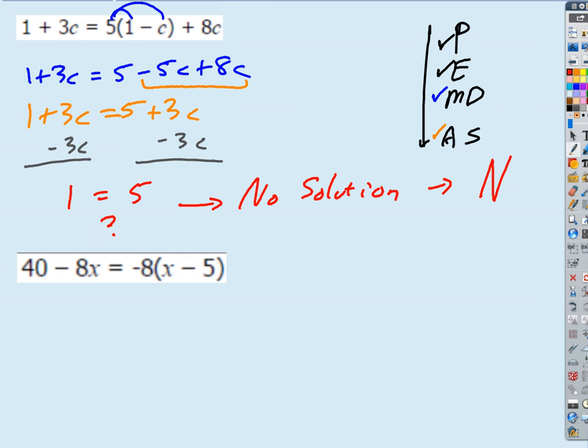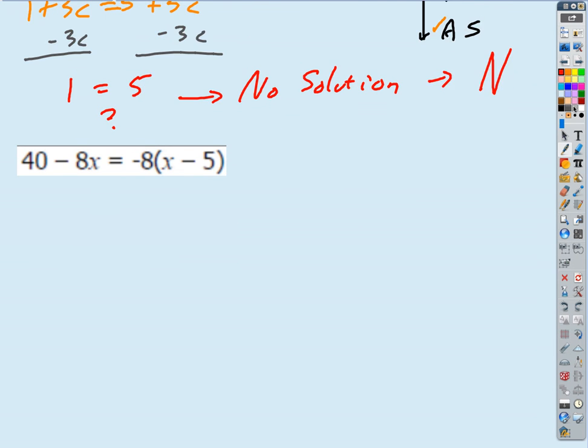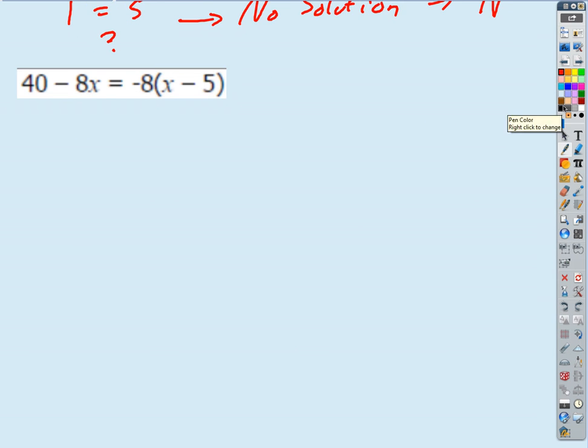What about this next one? Same kind of thing. We'll zip through this a little faster. So I could distribute the negative 8, right? If I distribute the negative 8, we're going to get 40 minus 8x equals, I'm going to get a negative 8x, and negative times negative is positive, so I get a plus 40. Just like before, we could get rid of the x's. I could add 8x to both sides.